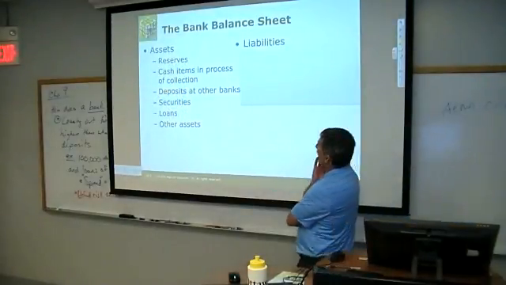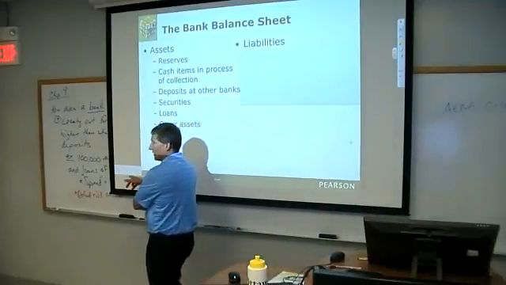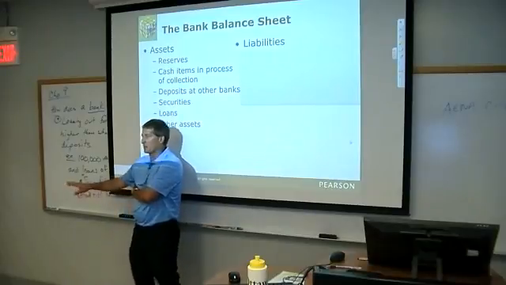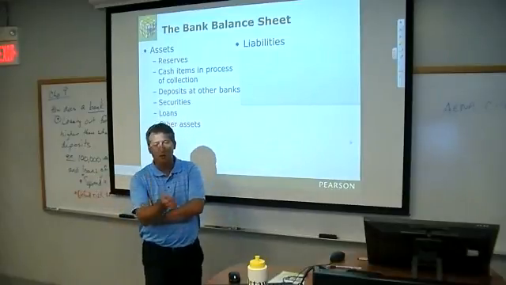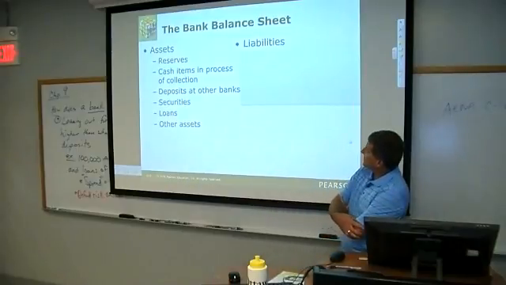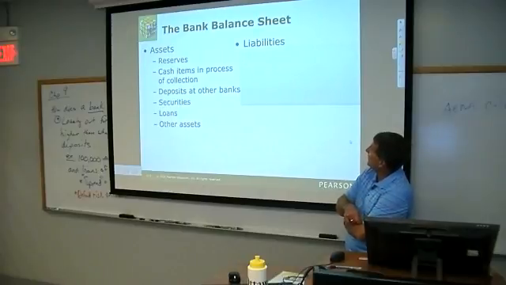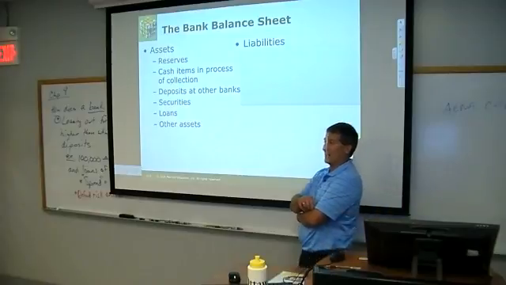All right, so on the balance sheet, right? Assets. So here we were talking about flows of income and expenses, so more of an income statement is the thing I said on how you make profit. Balance sheet, we got reserves, cash items in process, deposits at other banks, securities, loans, other assets. What are the main liabilities of the bank?